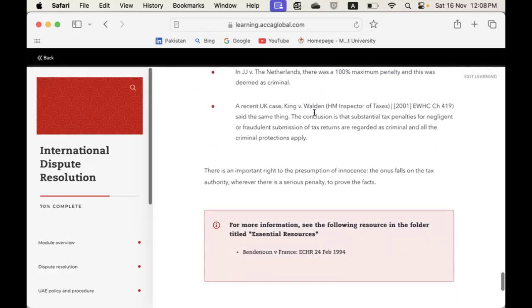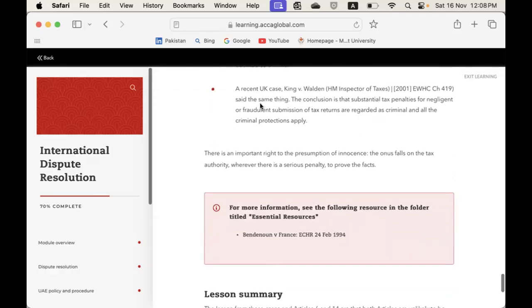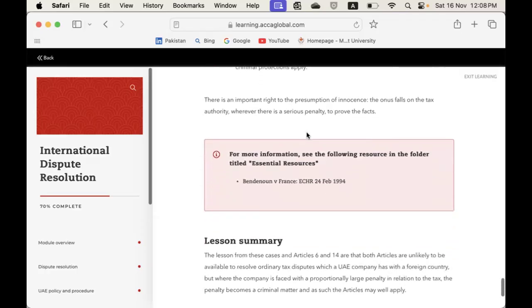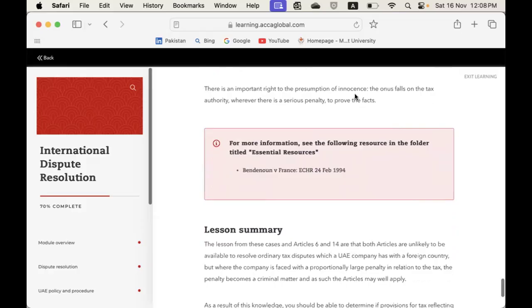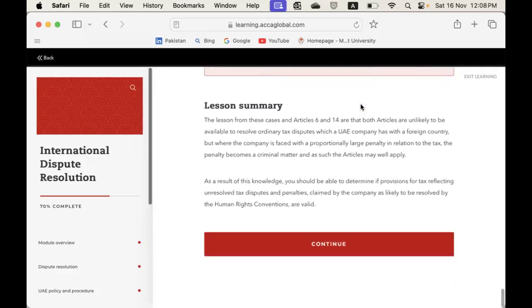A recent UK case, King versus Walden, HM, Her Majesty's Inspector of Taxes, said the same thing. The conclusion is that substantial tax penalties for negligent or fraudulent submission of tax returns are regarded as criminal, and all the criminal protections apply. There is an important right to the presumption of innocence. The onus falls on the tax authority. Now, this is a key point for us to remember. The onus falls on the tax authority wherever there is a serious penalty to prove the fact. Innocent until proven guilty.